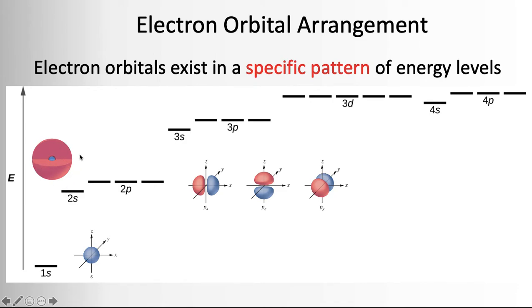But then if I add another electron, it can't go in there anymore, so it will have to go into these. We follow once again a specific pattern of energy levels, and to do that we follow certain rules. And here are the rules.